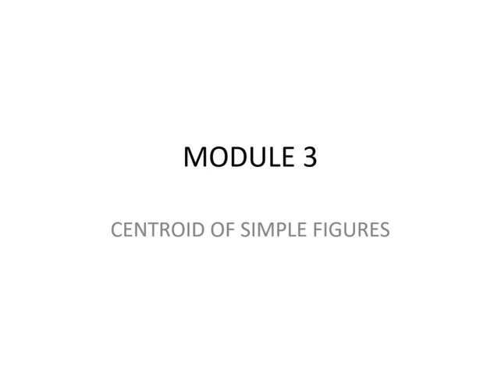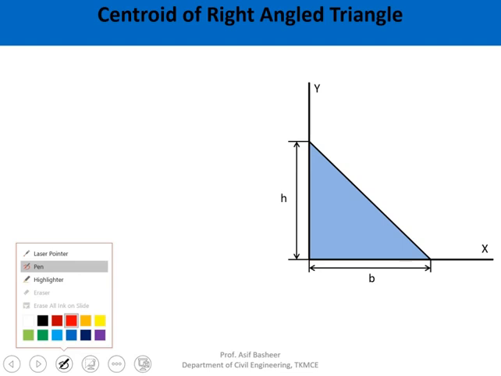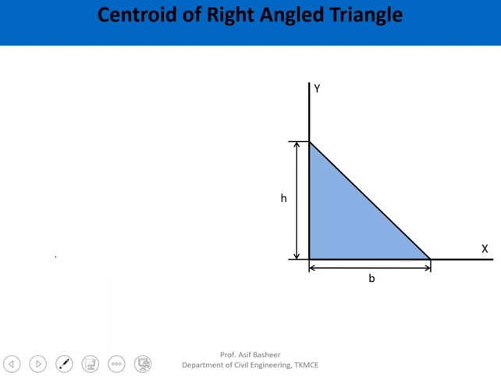So now we will continue with the offline class. We have done the centroidal calculation for rectangular section. Now we will continue with the triangular section. So we have a triangular section like this. It is having a height h and width b. This is the x-axis and this is the y-axis. This is a right angle triangle like this.